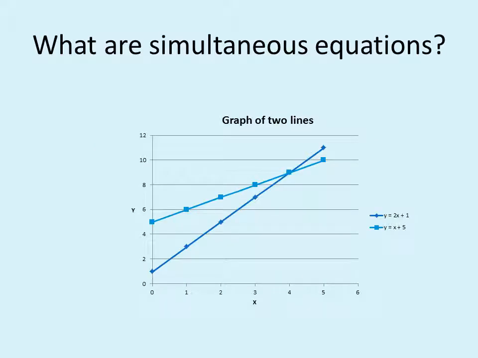A great place to start is just to ask the question, what are simultaneous equations? On this graph, we've got two lines drawn. This first line is the line y equals 2x plus 1. This second line is y equals x plus 5.